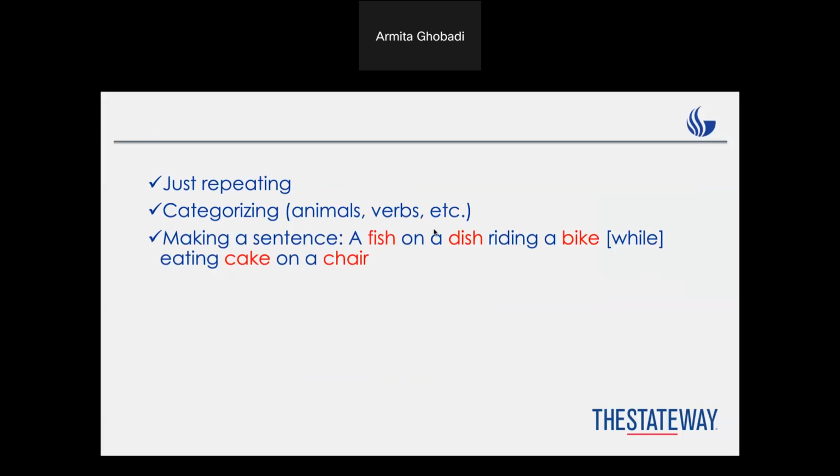Some people would just repeat the words over and over. Other people would categorize them. For example, fish with cat could be in the animal category, so you can memorize them. Or maybe riding and eating could be verbs, so again they are in the same category. Same goes for dish, bike, cake, that kind of stuff. Probably some people put bike, chair and dish in the same category, and cake goes to the food category. I don't know, but these are different strategies that everybody can use.